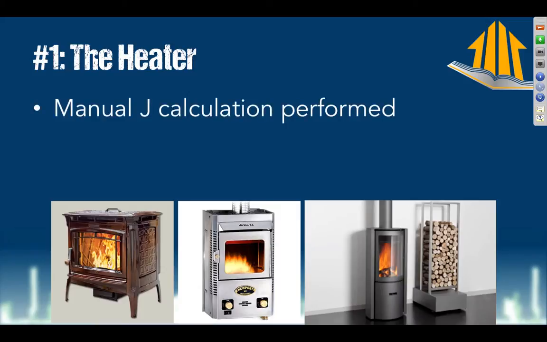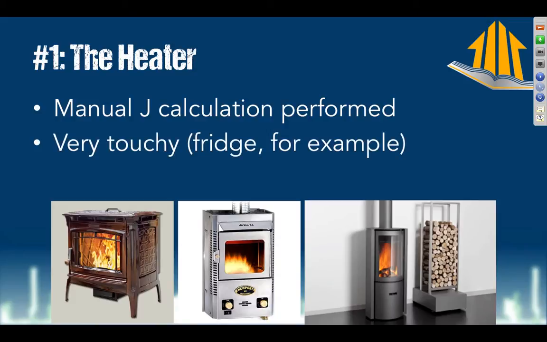So the heater has a couple of things about it. First of all, obviously we did that calculation. You just saw it. In this case, the Manual J is very, very sensitive because I've got such a small space. It is less than 200 square feet total. By the way, I'm doing a block load, not a room-by-room calculation, because I've got just basically one giant room.